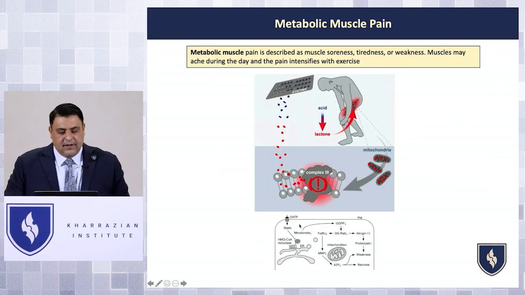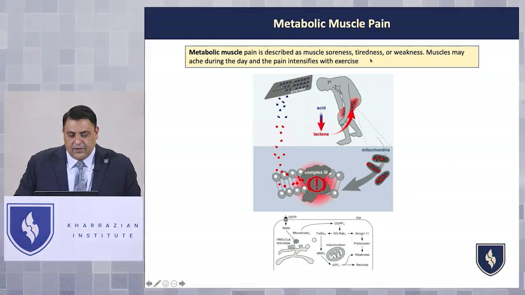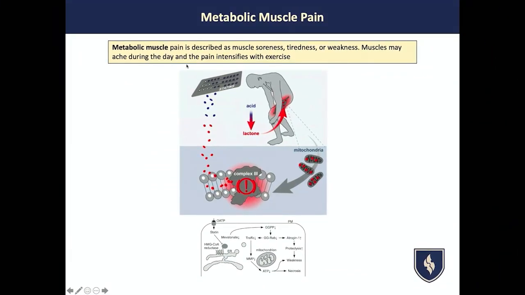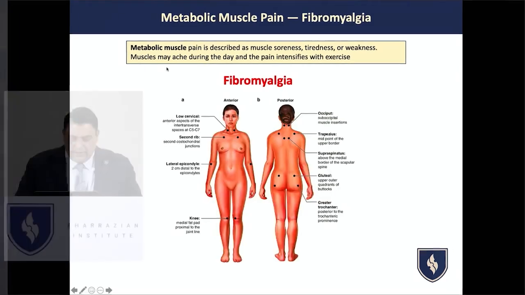In metabolic muscle pain, pain is described as muscle soreness, tiredness, or weakness. Muscles may ache during the day, and the pain intensifies with exercise. That's your classic reaction to statins that really uncouple the mitochondria. This is your classic fibromyalgia patient who just has this metabolic imbalance. A lot of these are Warburg effects we talked about, where as soon as they exercise, they immediately convert everything to lactate, and that lactate tends to cause that burning, soreness, tense pain that they feel. And many patients that have fibromyalgia really have that metabolic muscle pain.